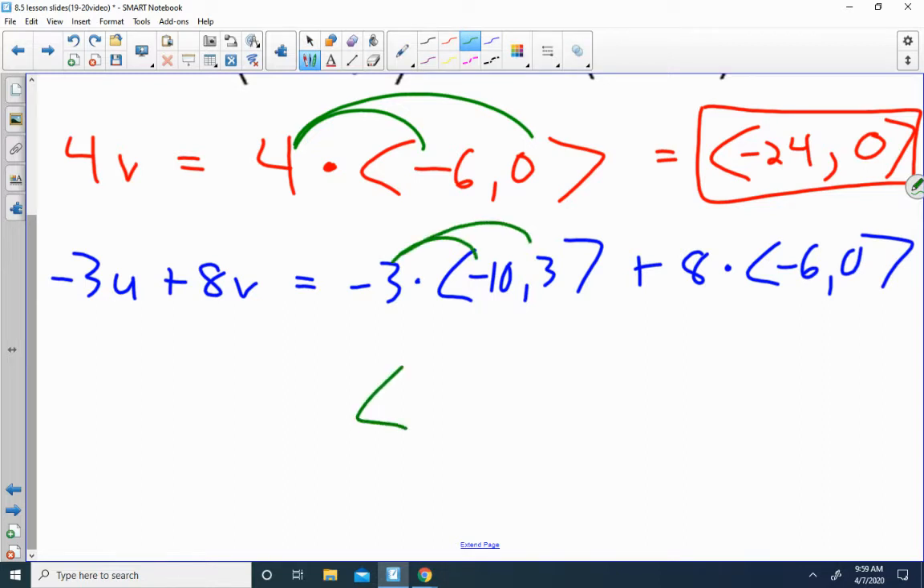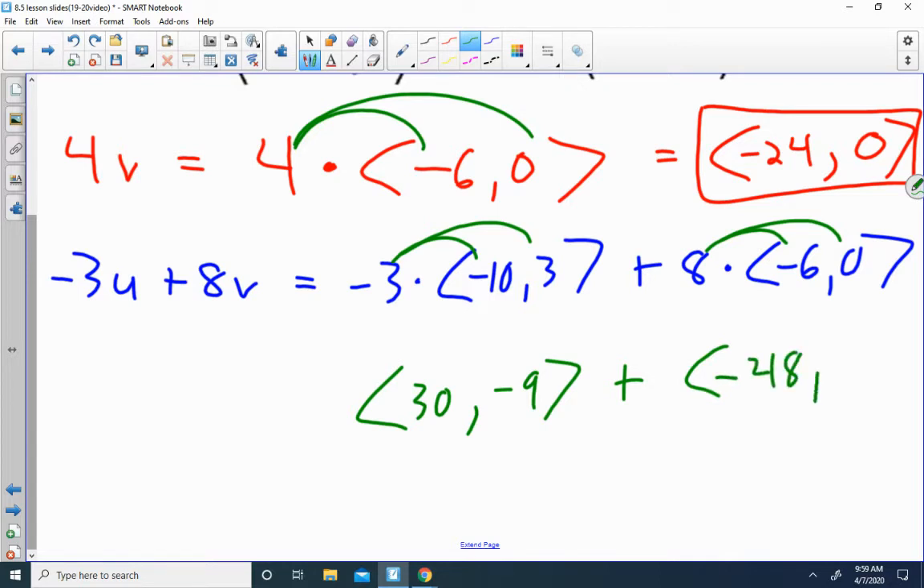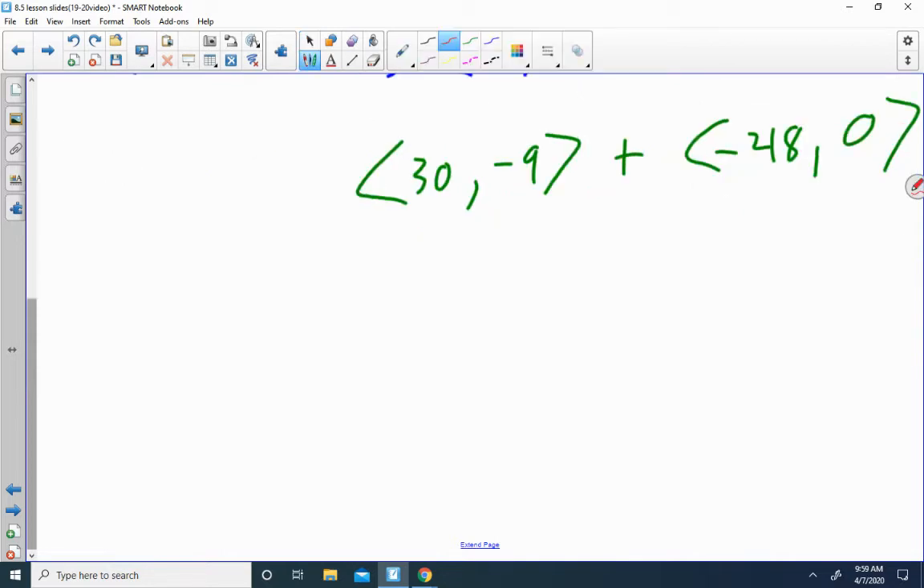So for the first one, that's going to give me 30, and then negative 3 times 3 will give me negative 9. Then I'll multiply the 8. 8 times negative 6 will be negative 48. And then 8 times 0, again, is just 0. All right, that's the multiplication part. Now all that's left is to add these together.